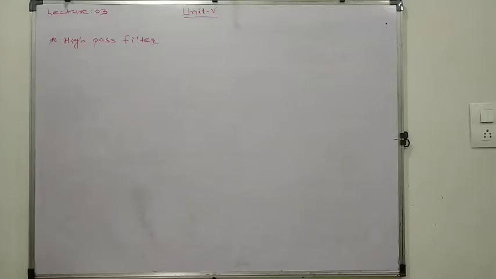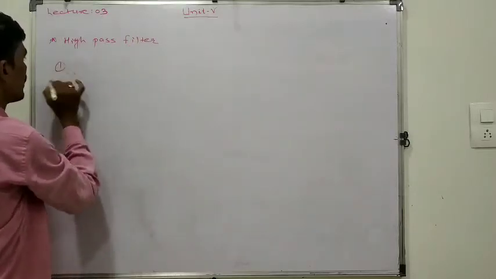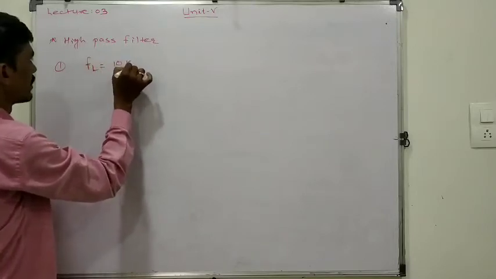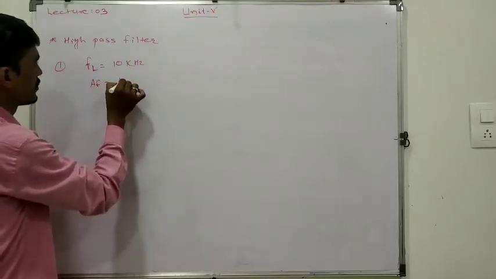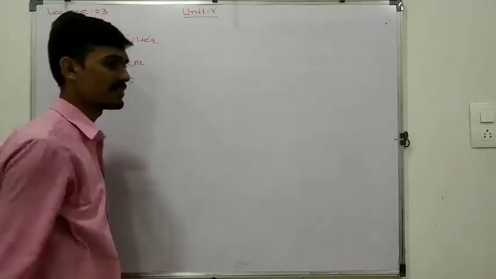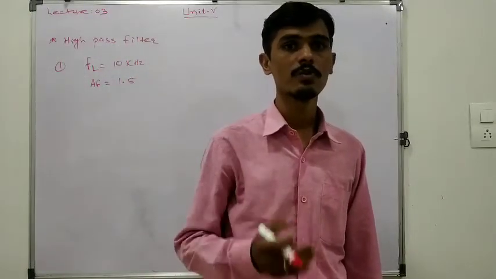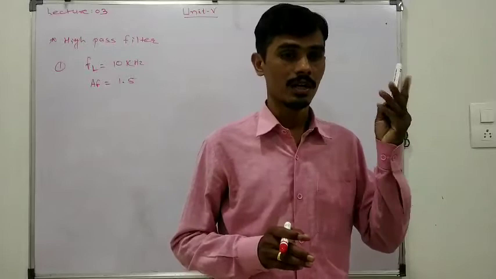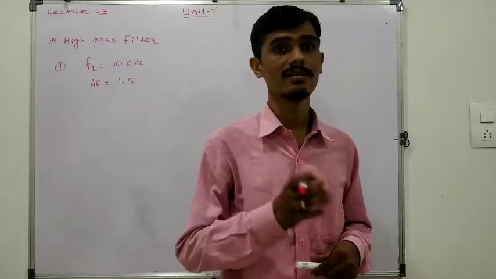Now here we have to design the high pass filter, and the cut-in frequency is given, that is FL is mentioned. FL is equal to 10 kHz. Again the gain is mentioned, that is AF, and it is 1.5. For these two values we have to design the first order high pass filter, and for the same design we have to plot the frequency response. Frequency response means we have to plot the graph between gain and frequency, with frequency on the x-axis and gain in decibels on the y-axis.